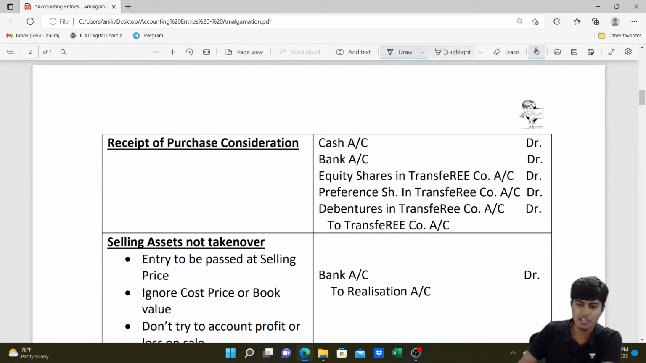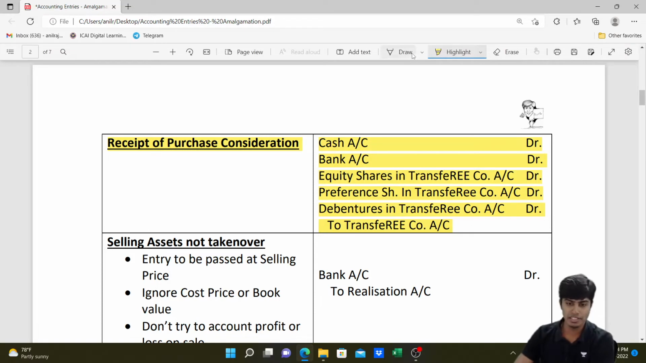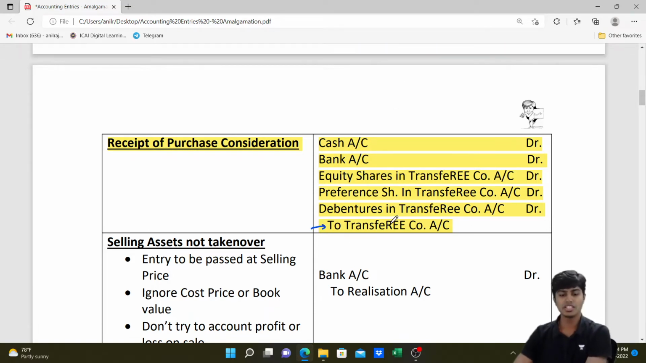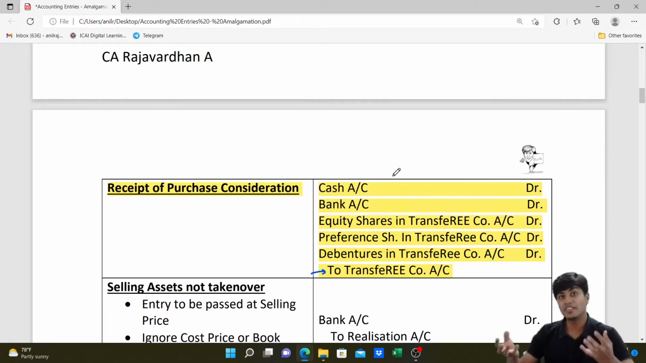It would be like this. For the receipt of purchase consideration, it is cash account debit, bank account debit. It's not mandatory. If cash is received, you will debit. If cash is not received, you will not write. Then you'll write equity shares in transferee company debit, preference shares in transferee company debit, debentures in transferee company debit, and the credit will be given to transferee company. The receivable which was previously debited is closed now by crediting, and by passing this we have received PC.